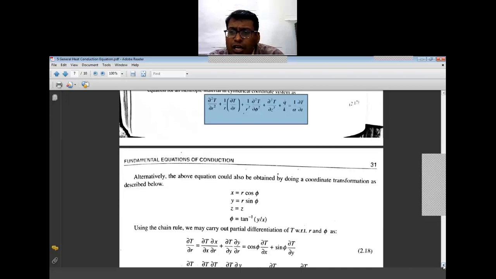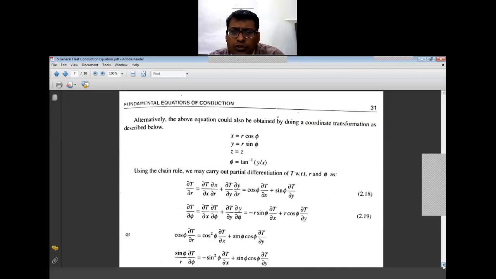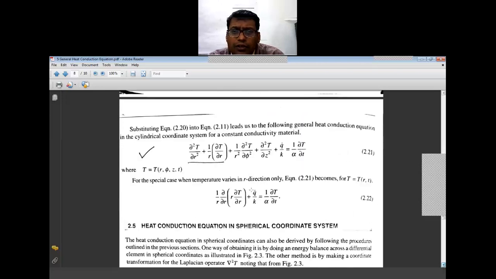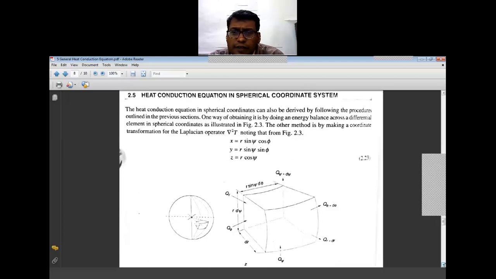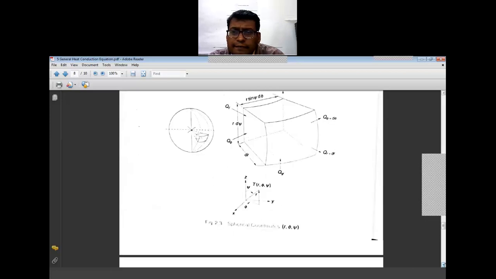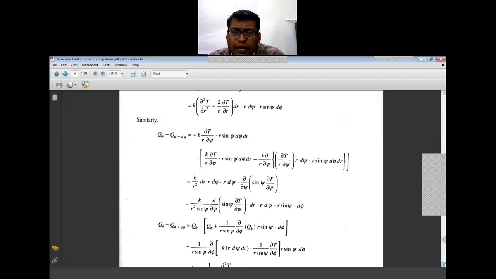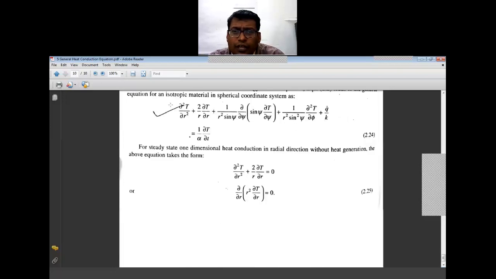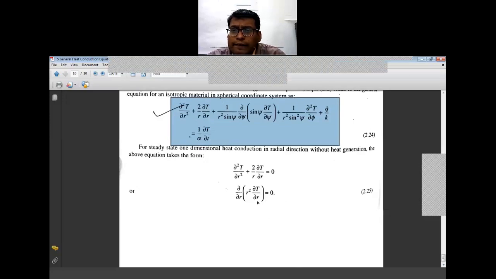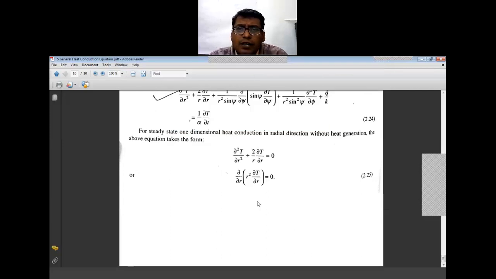Similarly, we can have the spherical coordinate system also. There also we can develop this general heat conduction equation. This is in the spherical coordinate system, in the r, theta and psi direction. So finally you can have the three-dimensional equation in the spherical coordinate system. So this is the development of the general heat conduction equation in the three coordinate systems.